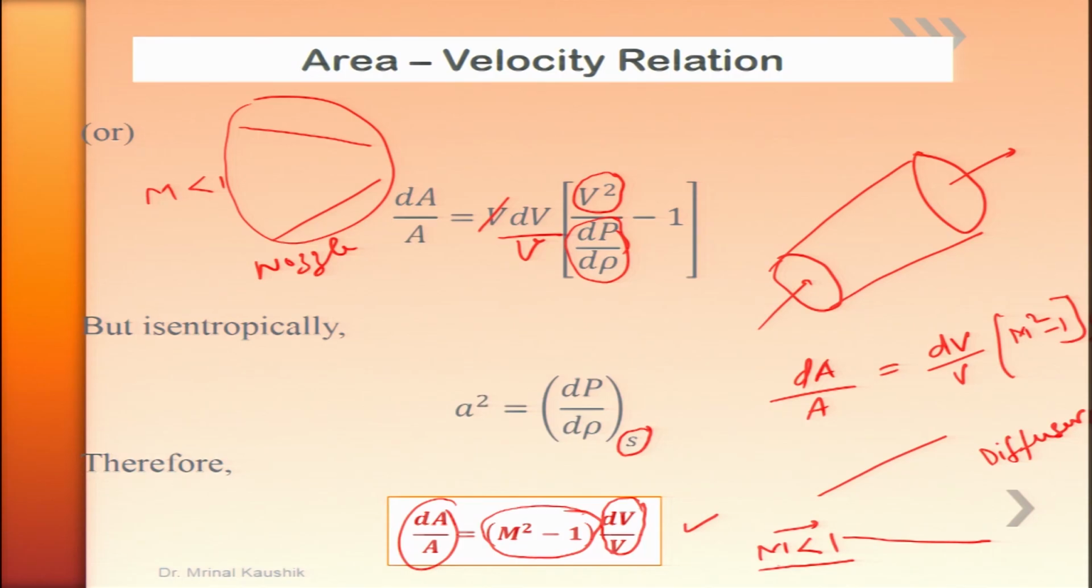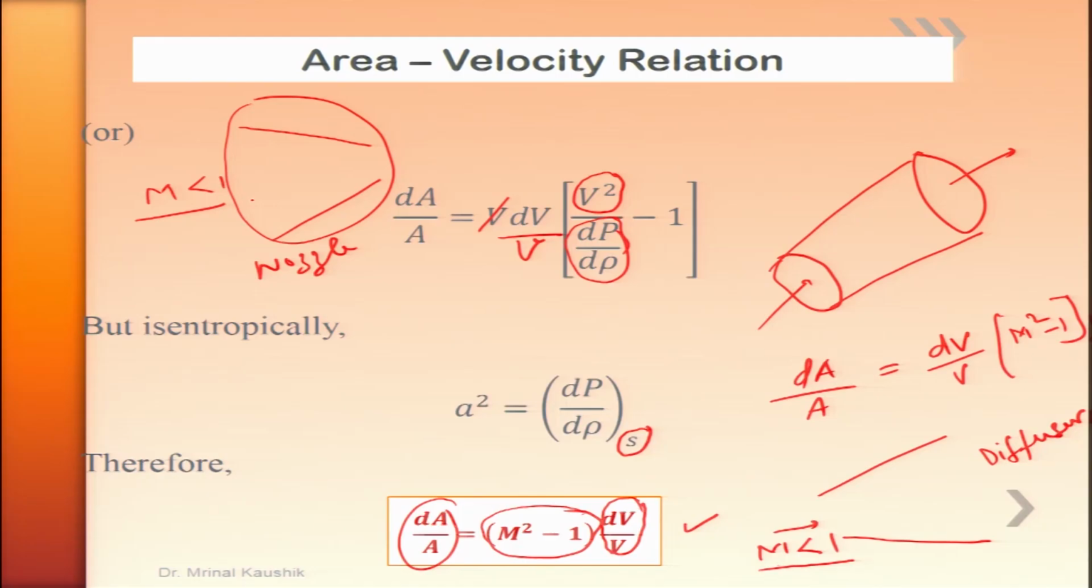While in the second case, when M is greater than 1, then both dA by A and dV by V have the same sign. That is, unlike the subsonic case, the behavior of dA by A and the fractional change in velocity is the same. Therefore, to accelerate the flow, the area should increase, whereas to decelerate the flow, the area should decrease.